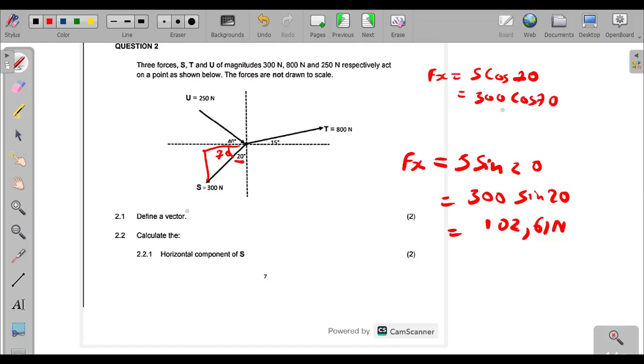We'll still get the same result, 102.61 Newton. There are many ways of killing a cat, so it's very important to know both ways. So that's our horizontal component of S that we have just calculated. Let's go to the next question.